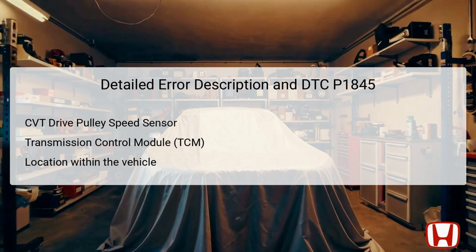The TCM is usually located near the transmission and directly interfaces with various components, including this sensor, to regulate transmission functions. If there is an issue in the sensor readings or its circuit, it will prompt DTC P1845, requiring immediate attention to prevent further performance degradation.